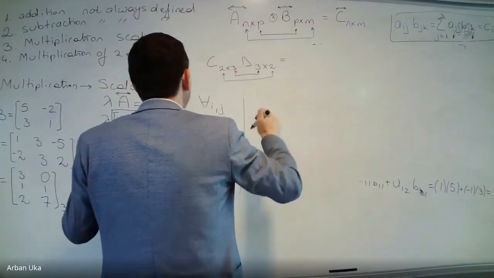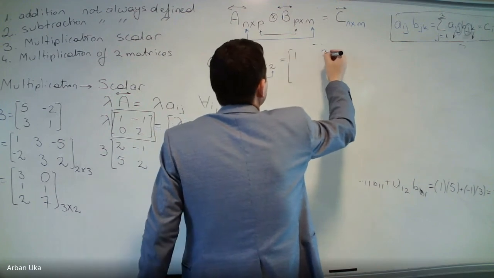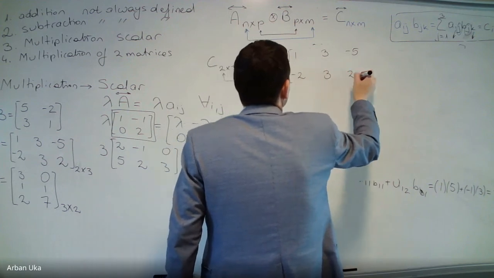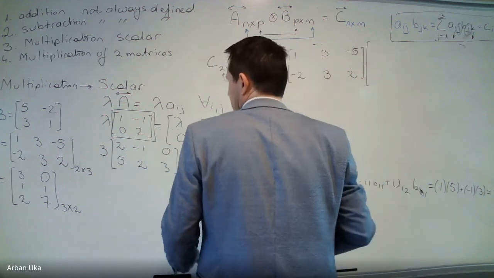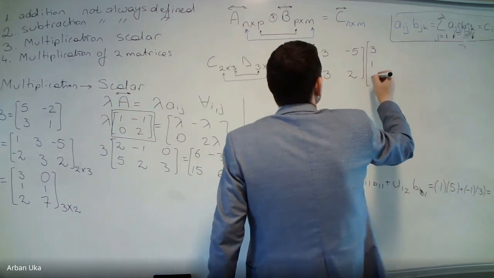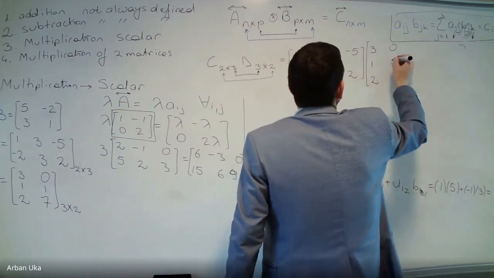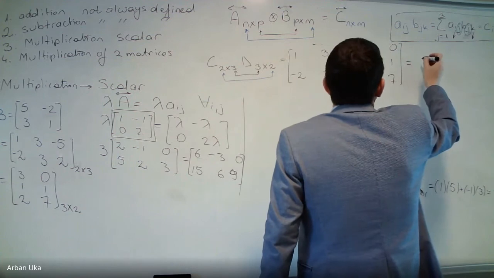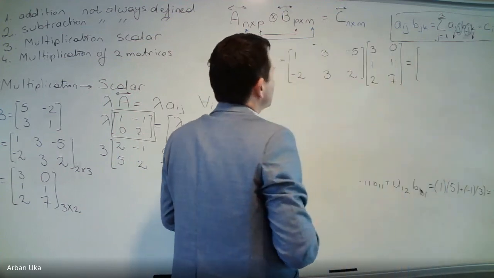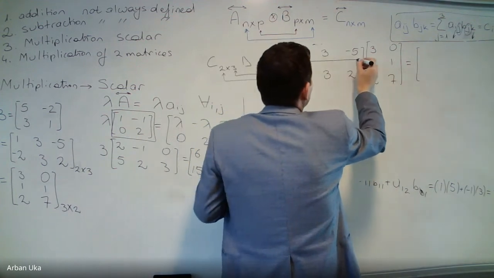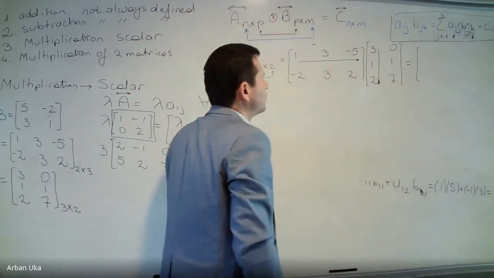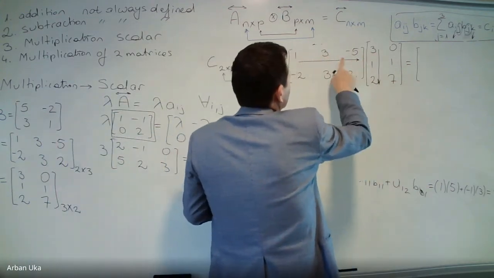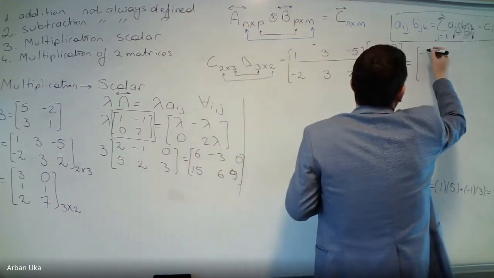But now let's try to see. C is 1, 3, minus 5, and then we have minus 2, 3, 2. And let's try D: 3, 1, 2, and 0, 1, 7. And then let's move ahead. First, we have to combine the first row with the first column, okay? Pairwise multiplication. What should we get? 1 times 3 is 3, plus 3 times 1, 3 plus 3 is 6, minus 10, minus 4.